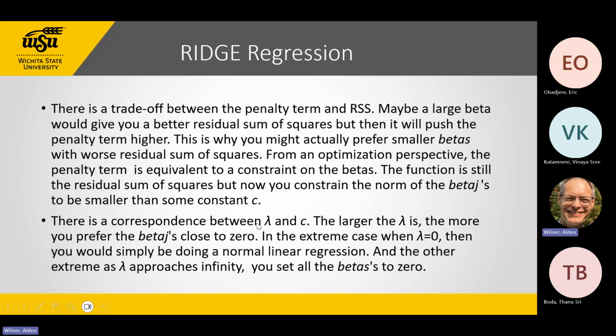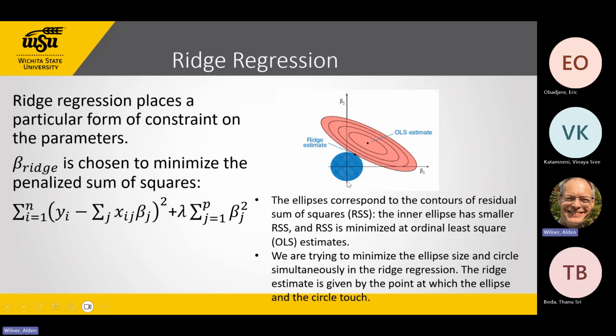Correspondence between lambda and c are constant on our betas. How far, we're basically saying that the beta j's, we're not letting them go to zero, right? We're letting them go to some small value. If we have a lambda value, that is again the size of the ridge estimate, because we're multiplying the ridge constraint here by lambda.